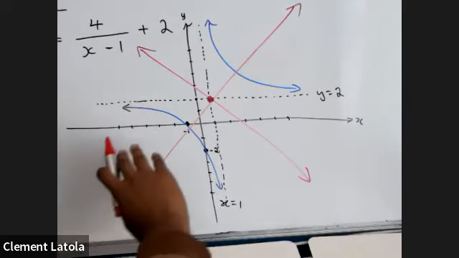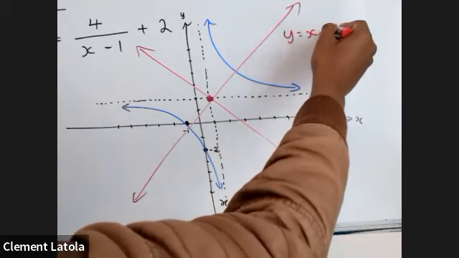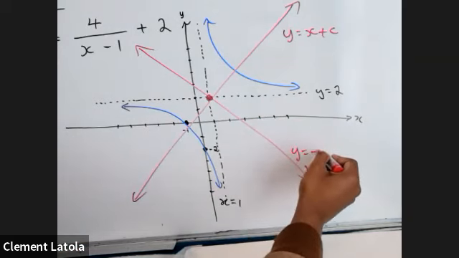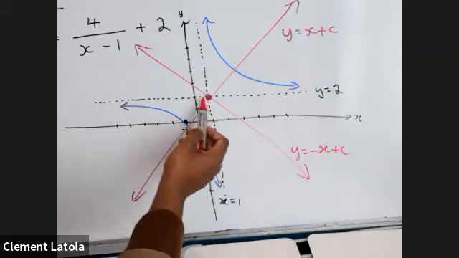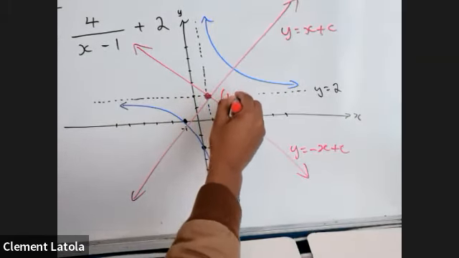And the equation for this one is y equal to x plus c. This one is y equal to negative x plus c. To work out c, you can just substitute this point where they meet. That's the point at 1 and 2.